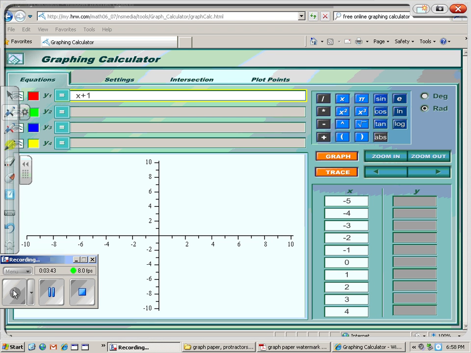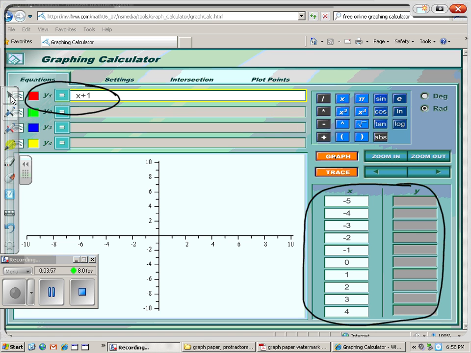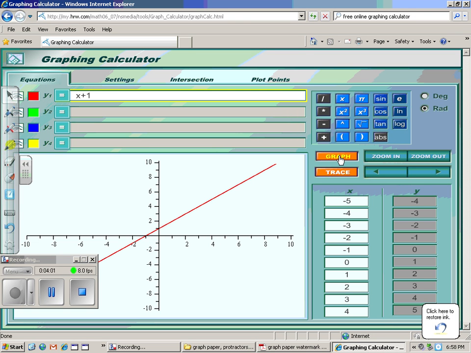Okay, so here's my graphing calculator. Up here I've put in the equation y equals x plus 1. Watch over here. It's going to spit out a table of values as soon as I hit graph. So here we go. Whoops. Graph. Okay, close the ink layer. Graph. There we go. There's our line.